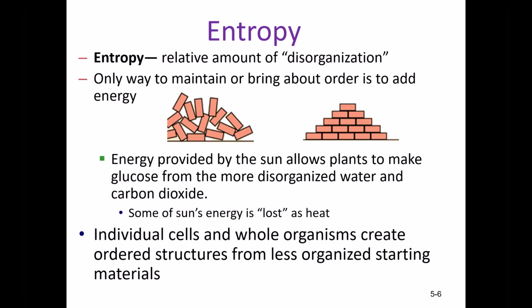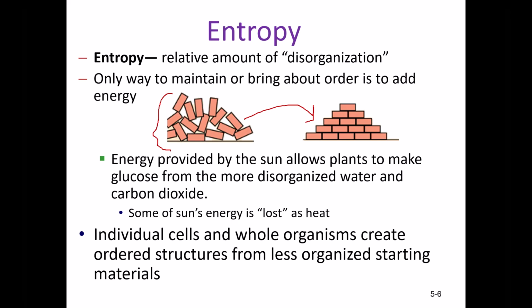If we look at this pile of bricks, like this first pile of bricks, let's say just got dumped off of a truck, in order to get this pile of bricks to look like this neatly stacked pile of bricks, we would need to add energy in and organize that. So energy provided by the sun allows plants to make glucose from the more disorganized water and carbon dioxide. So plants doing photosynthesis take energy in and create a larger, more organized molecule.